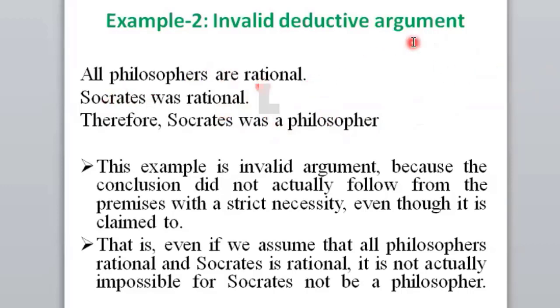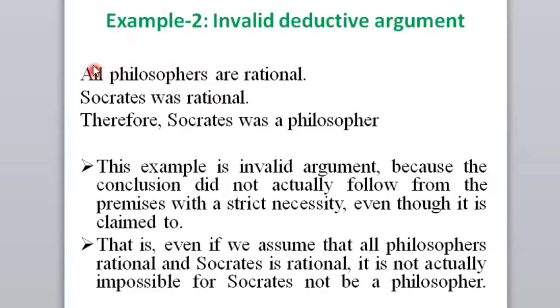What makes this an invalid deductive argument is that if you assume the first two premises are true, that all philosophers are rational, and that Socrates was rational, we are not in a position to say that Socrates was a philosopher. Not at all, because for Socrates to be rational, first he must be a philosopher. The second premise must be changed into: Socrates was a philosopher.